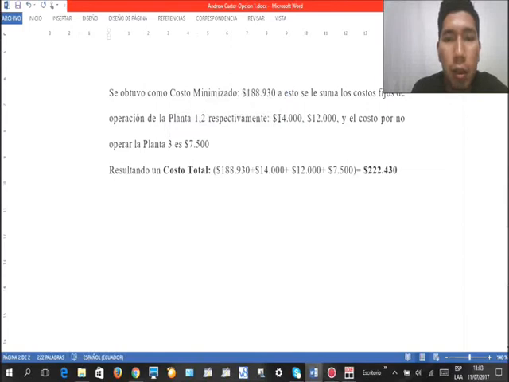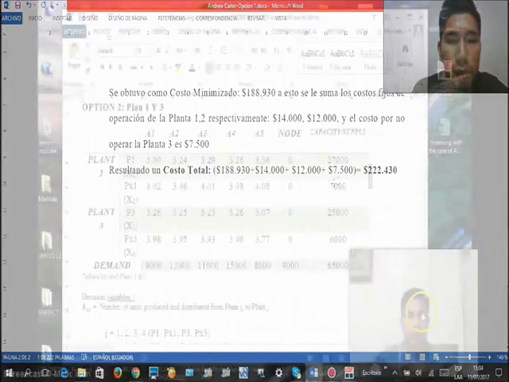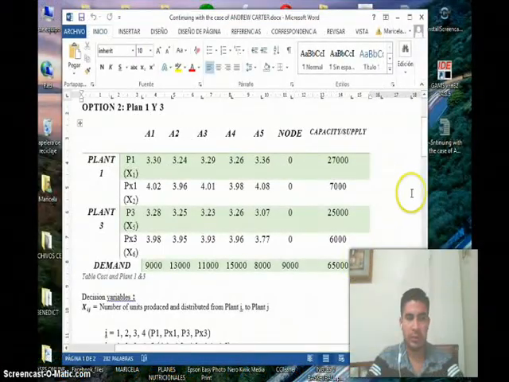It is 14,000 and 12,000, and the cost of not operating plant 3 is 7,500. Therefore, the total cost is $222,430. Well, continuing with the case of Andrew Carter, now we look at plant 1 and plant 3.